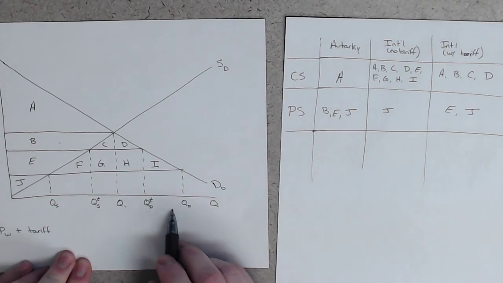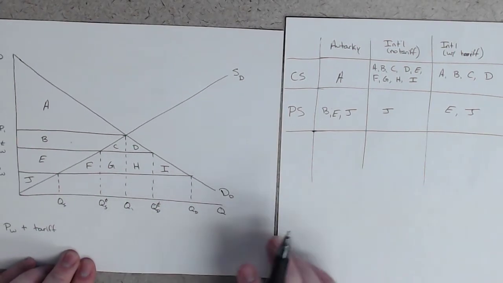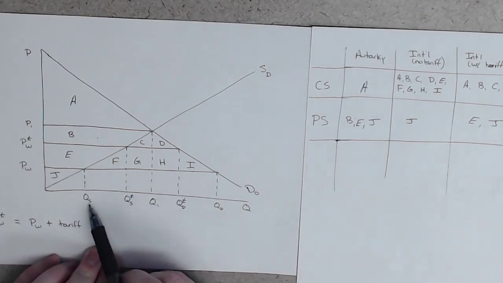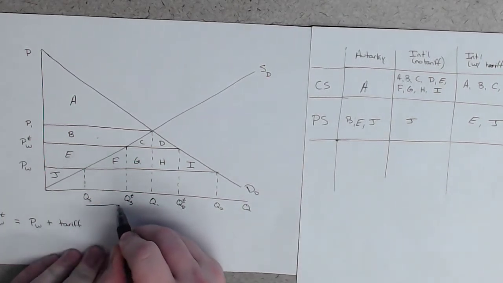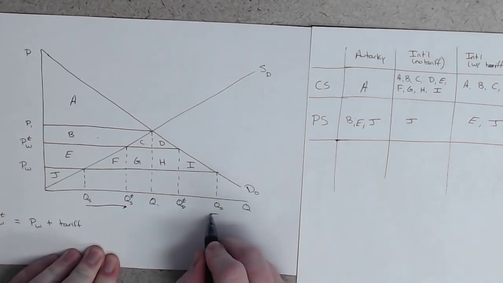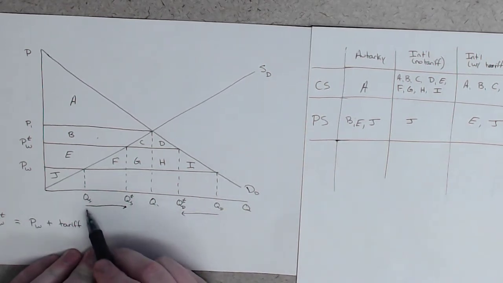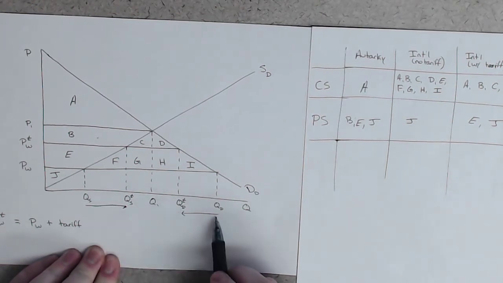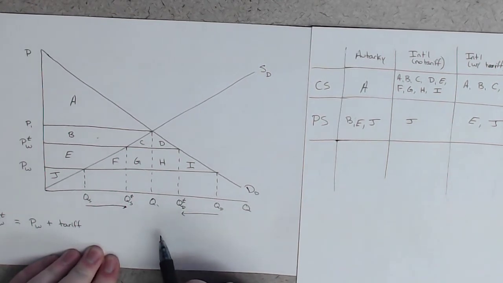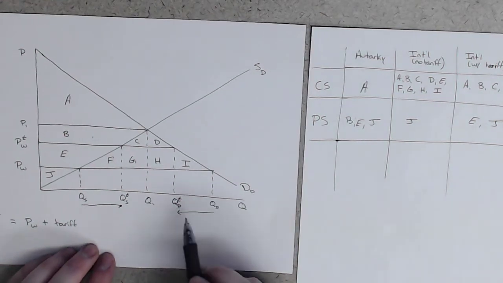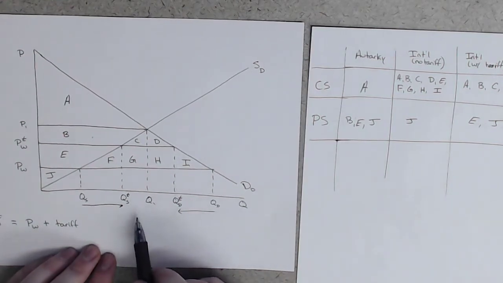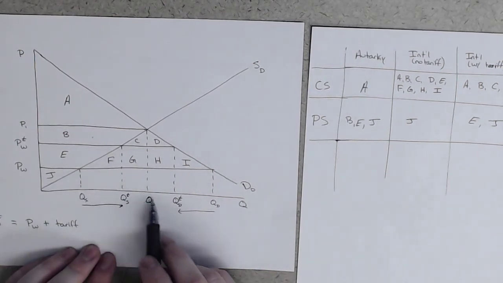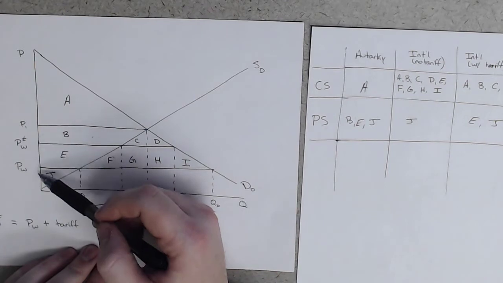Because we've reduced our domestic consumption as a result of the price going up, but we've also increased our domestic production. So domestic consumption has decreased and domestic production has increased. So this is American jobs. This is reduced consumption. And so our imports have decreased as a result of this. And so now we have only this many imports and we have this tariff.